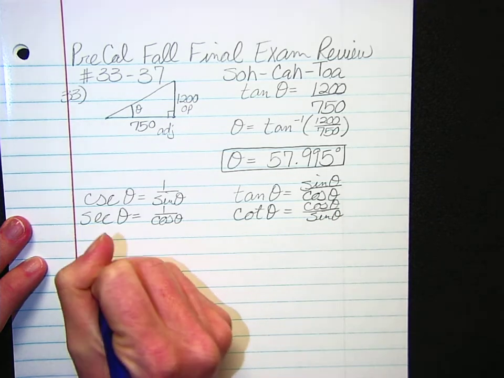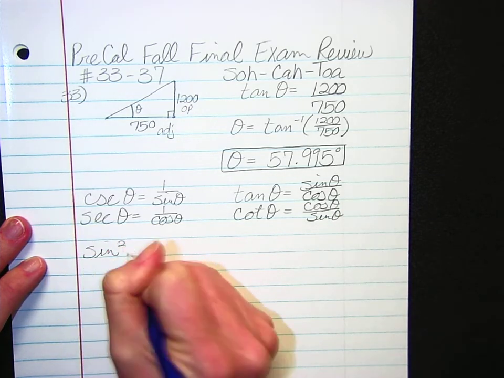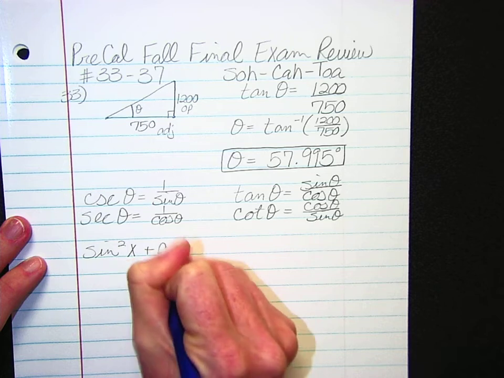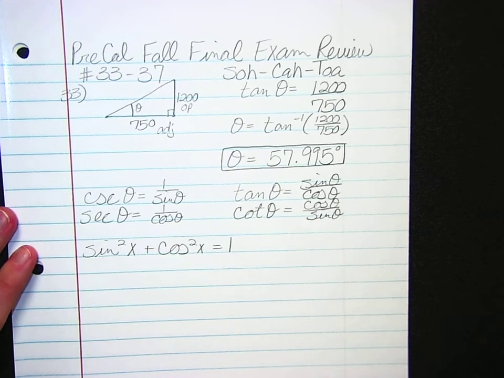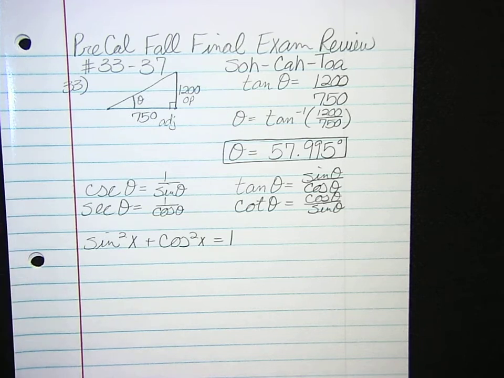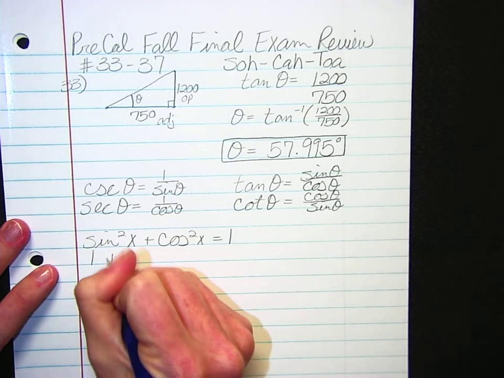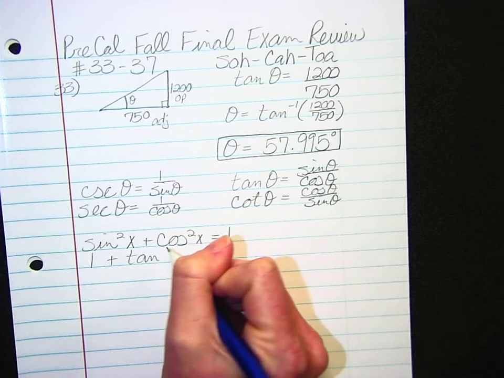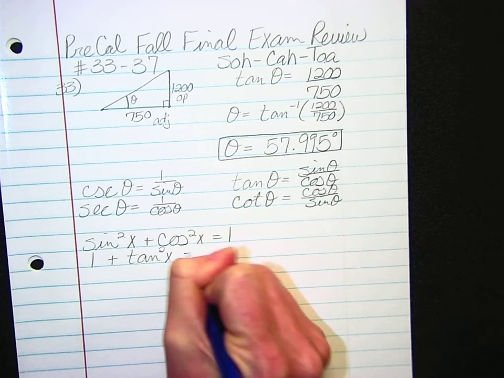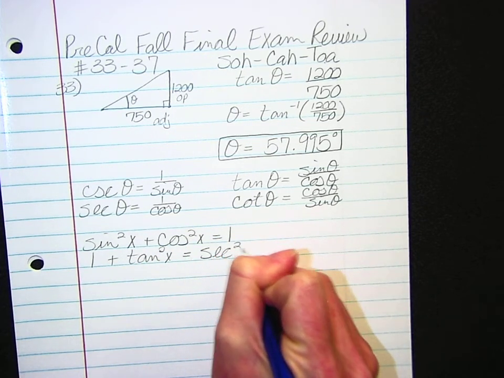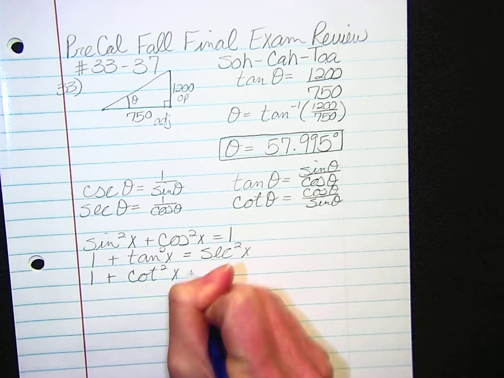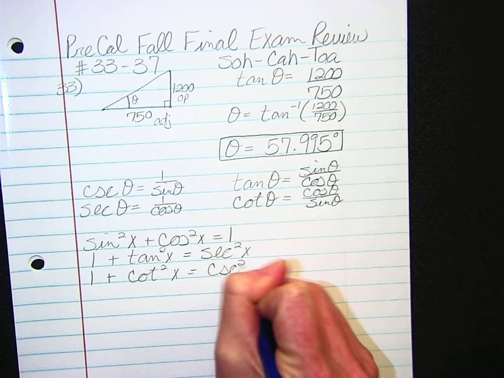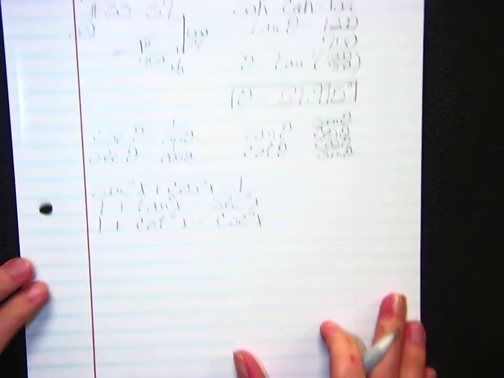And then our last ones that we work with are our Pythagorean identities. So sine squared plus cosine squared equals 1. I switched over to a variable of x now instead of theta, but they all mean the same thing, so you can use either one. I've also got 1 plus tangent squared equals secant squared. And then I've got my 1 plus cotangent squared is equal to cosecant squared. So all of those identities would be good to know for the exam.